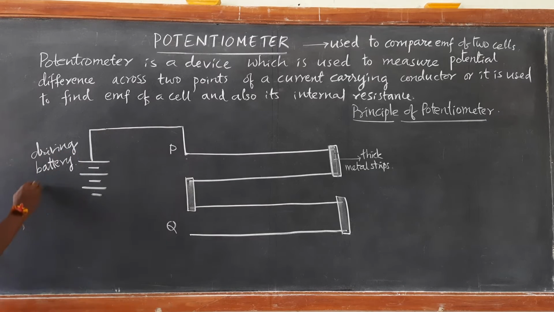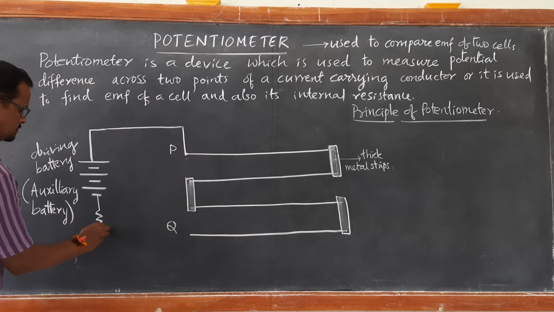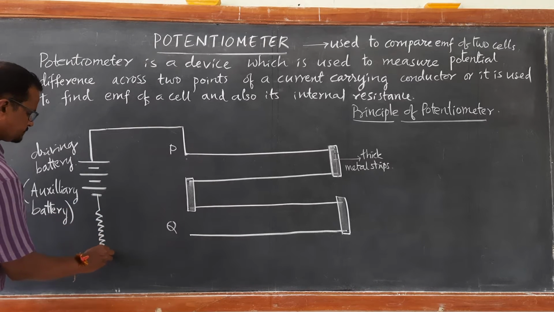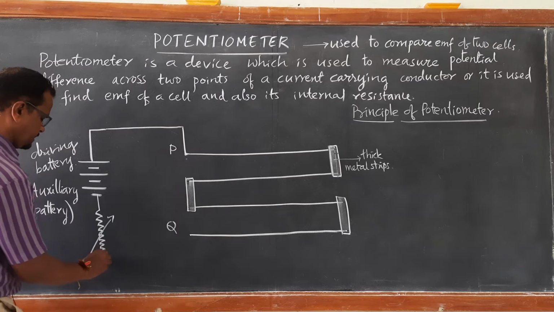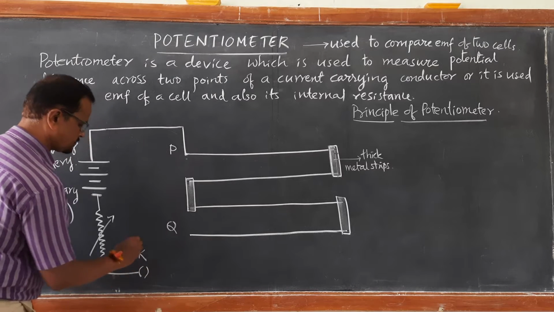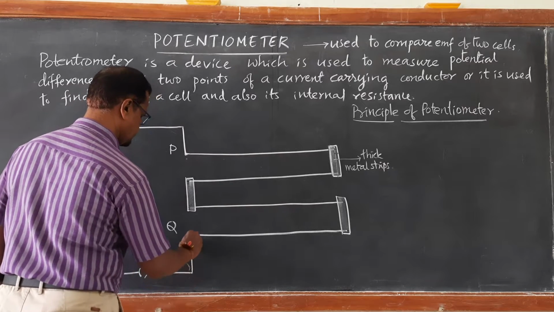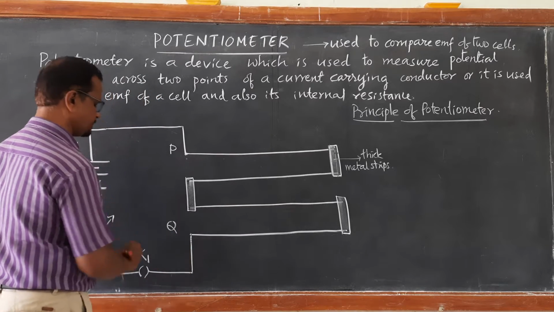Another name is auxiliary battery, means main battery. And this is connected with the variable resistance. Variable resistance. And here it's taken with a key. One key. Let us call this key as K1.